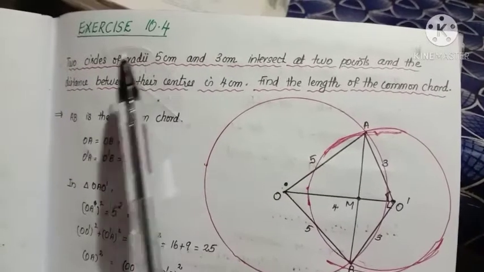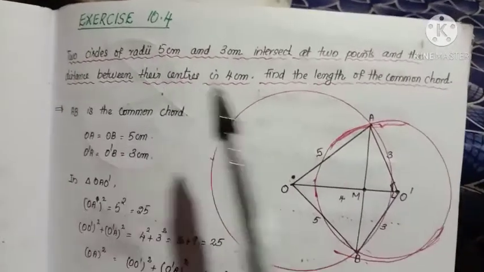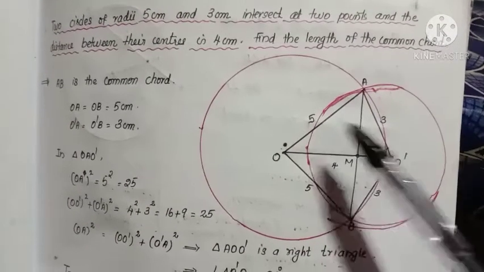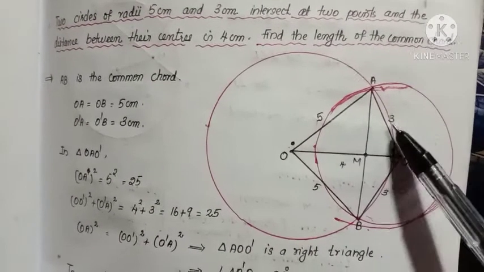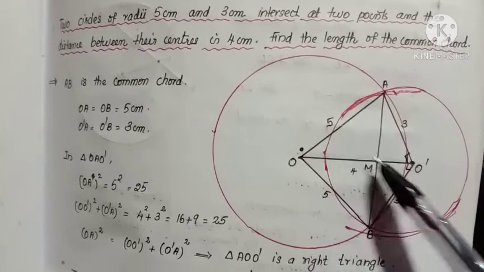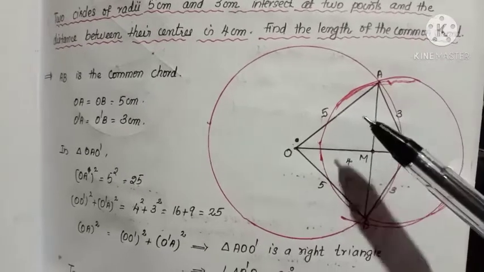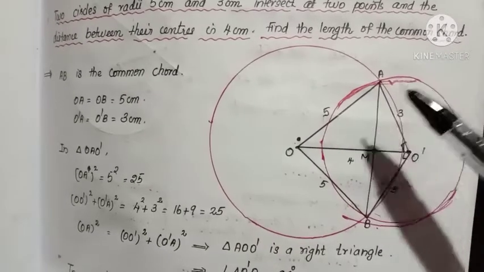Exercise 10.4, question number 1. We have two circles: the first circle of radius 5 and the second circle of radius 3. The distance between the centers is 4 centimeters, as given in the question. We need to find the length of the common chord.